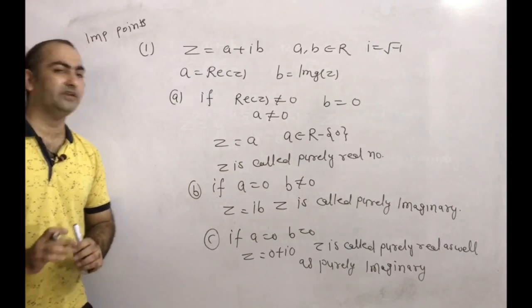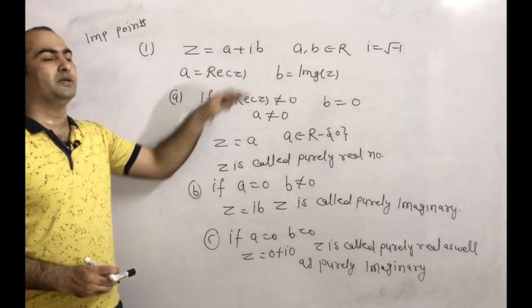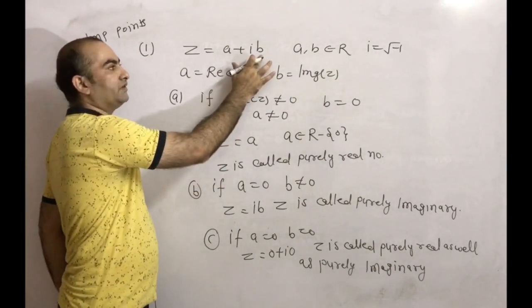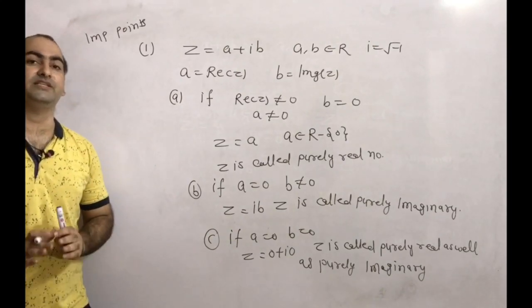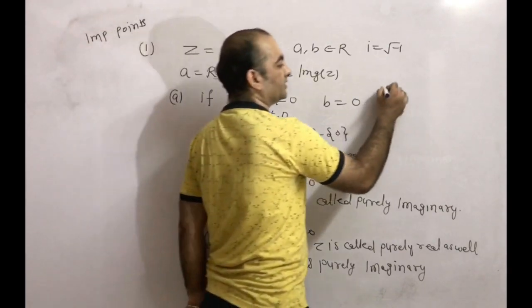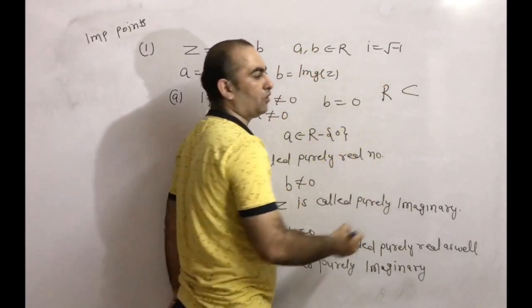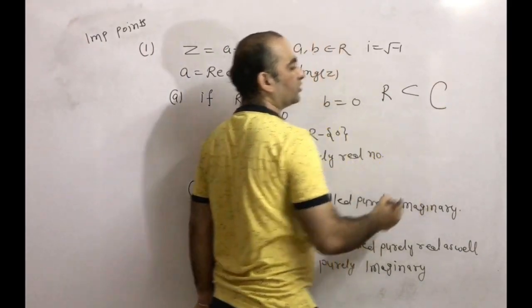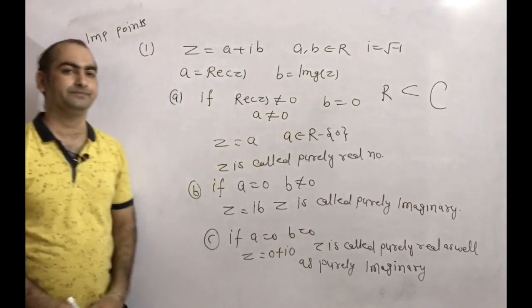So here we can say that if in a complex number b is 0, then z equal to a. So z will be purely real, a real number. So from here we can say that the set of real numbers is always a subset of complex numbers. Complex numbers are denoted by C. So real numbers are a subset of C.